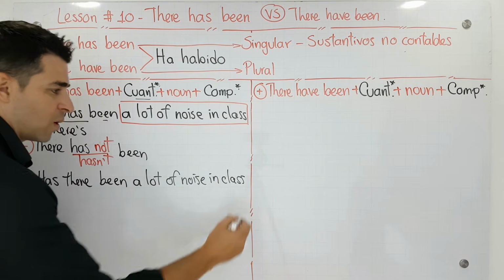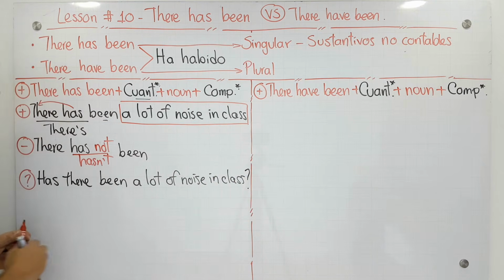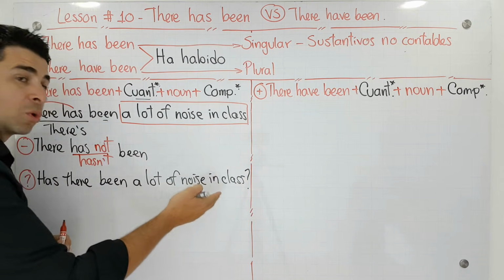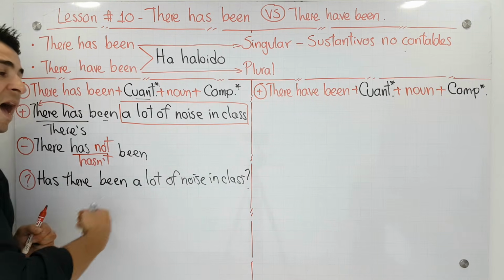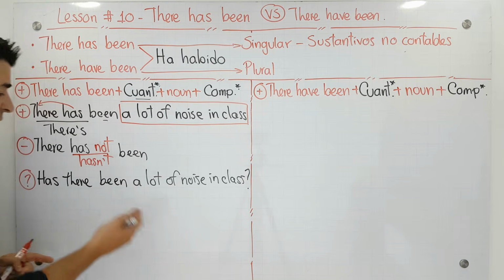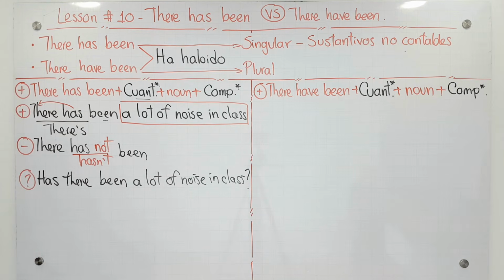Remember, guys, this is a question, so we put the question mark at the end because it's really important, muy importante, signo de interrogación. Has there been a lot of noise in class? ¿Ha habido mucho ruido en clase? Si ven qué fácil es trabajarla, simplemente es hacer ese cambio.